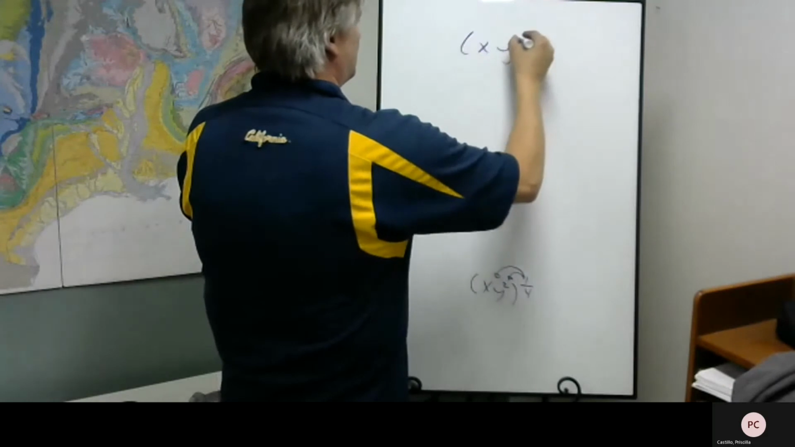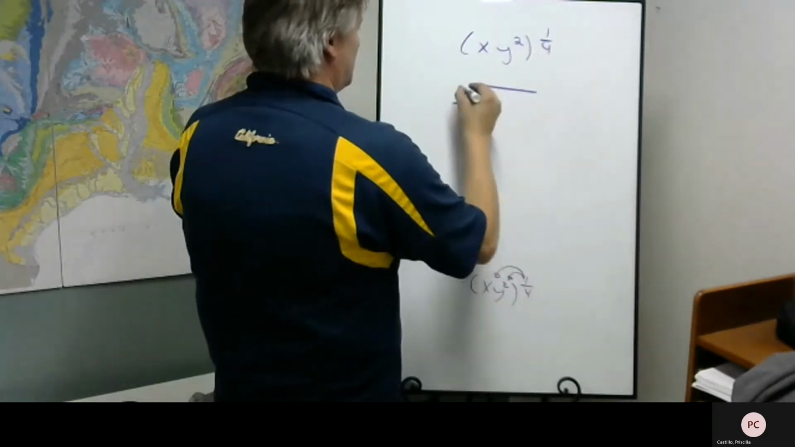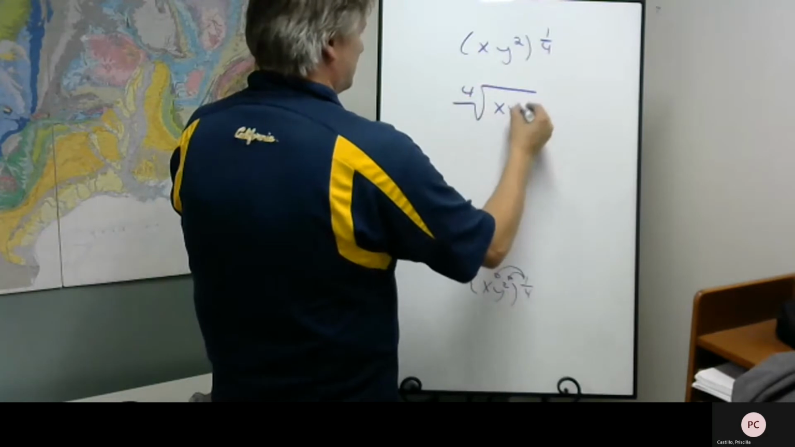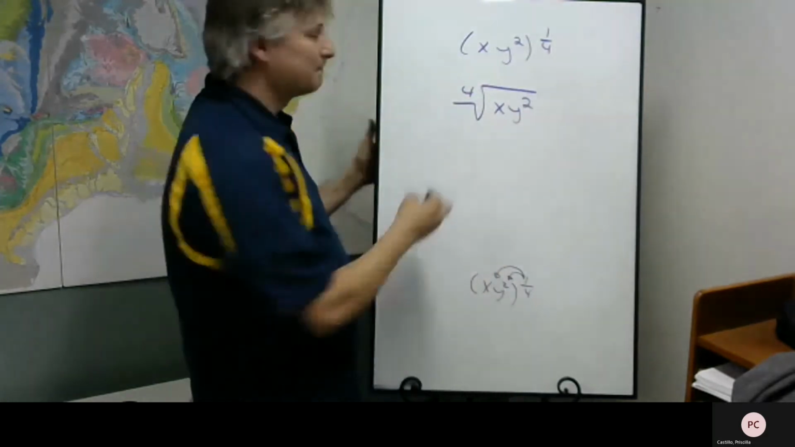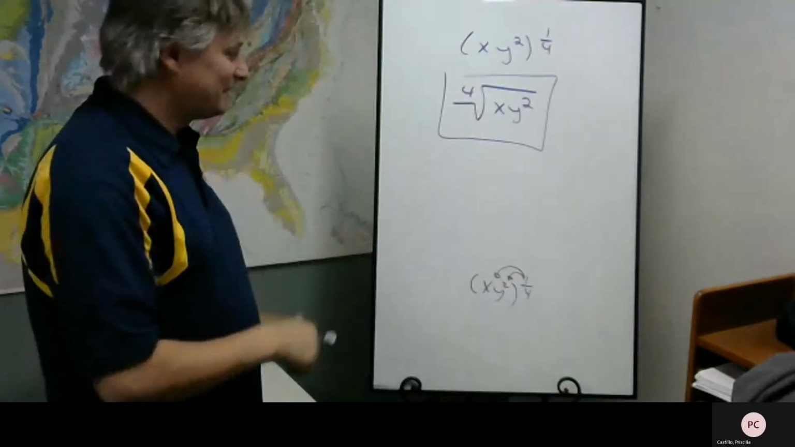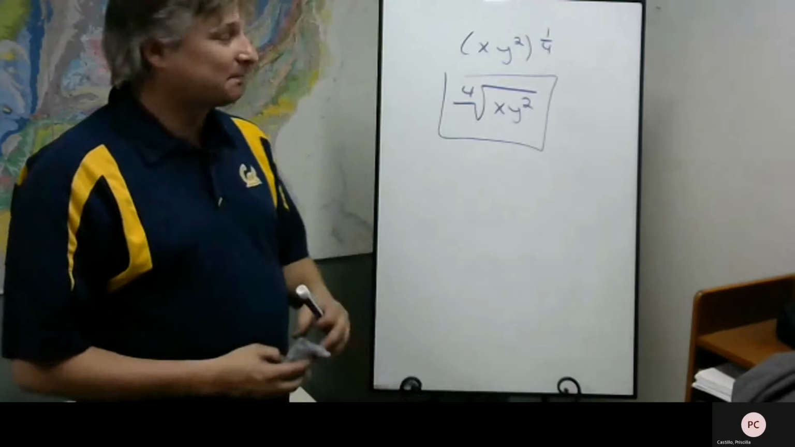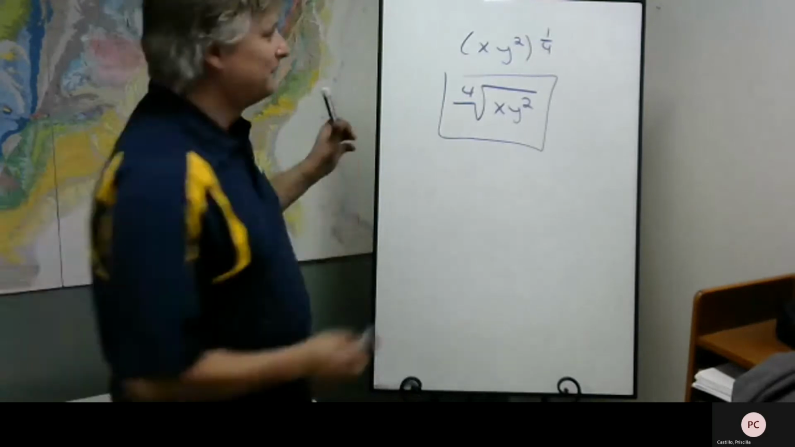So xy squared to the 1/4. You just do the 4th root of xy squared. That's it. So you don't have to distribute that 1/4. Last one.